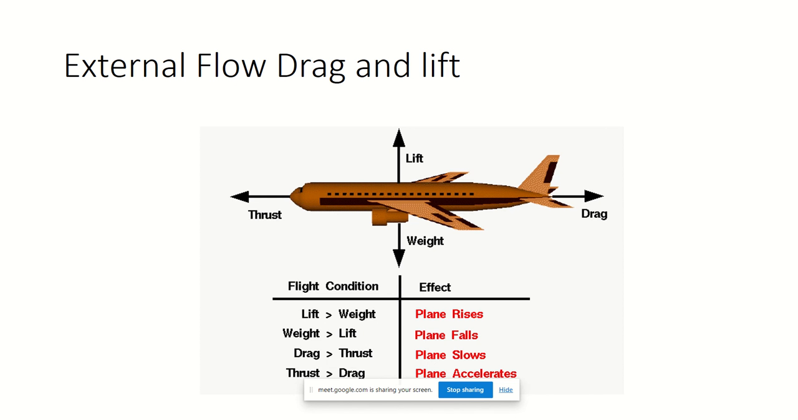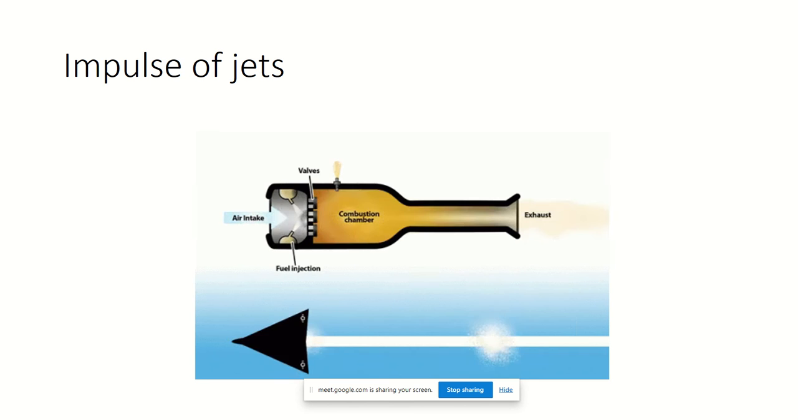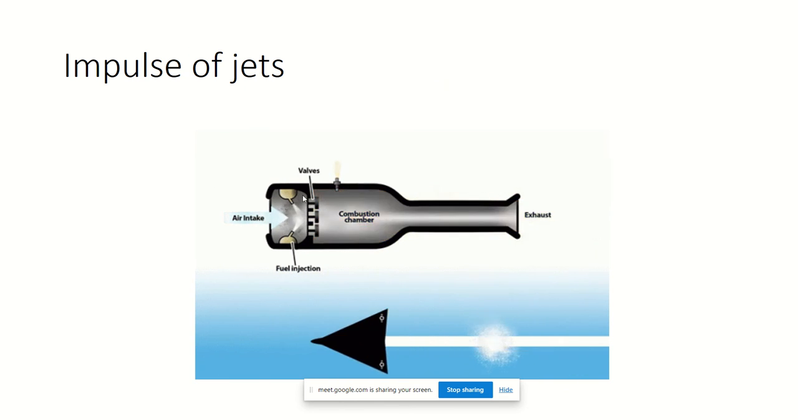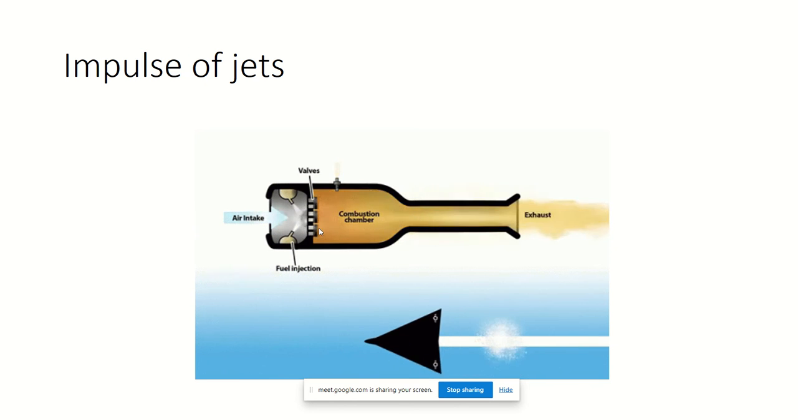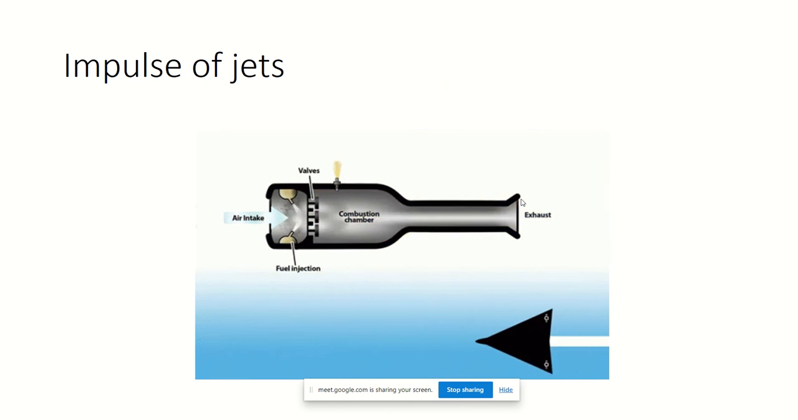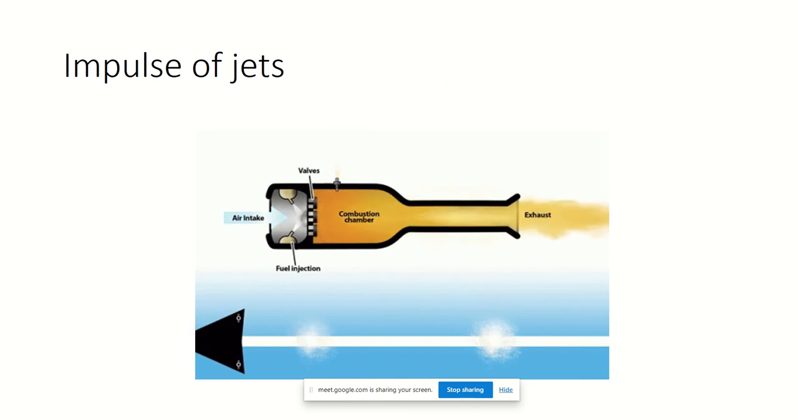The next is external flow, drag and lift. We'll have different drag and lift forces in this particular module. Then we have a module on jets. For example, I have a water rocket. I'm creating some pressure over here. Using the pressure, how much velocity can I generate at the exit? So this is all about jets. We'll talk about the theory of jets in this impulse of jets module.